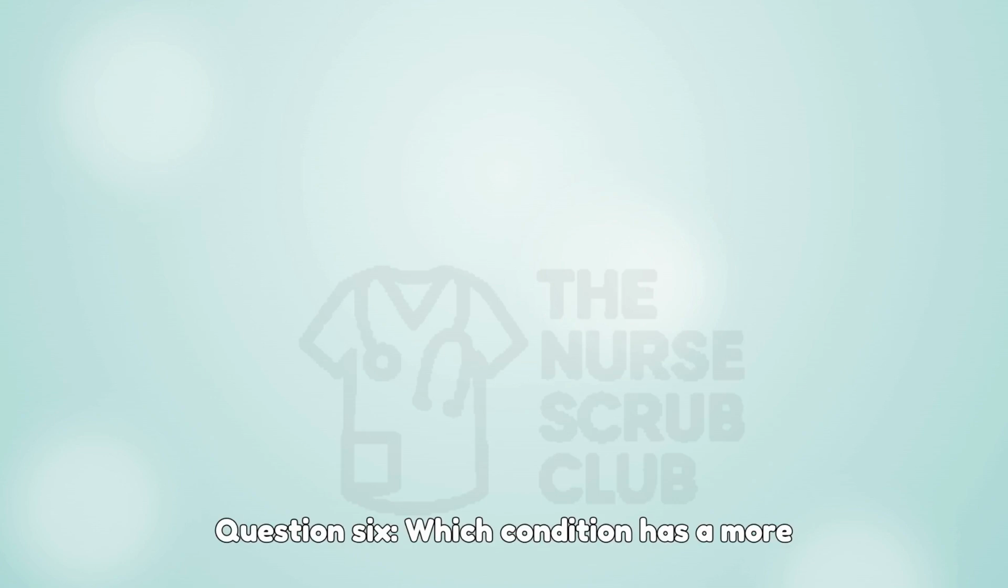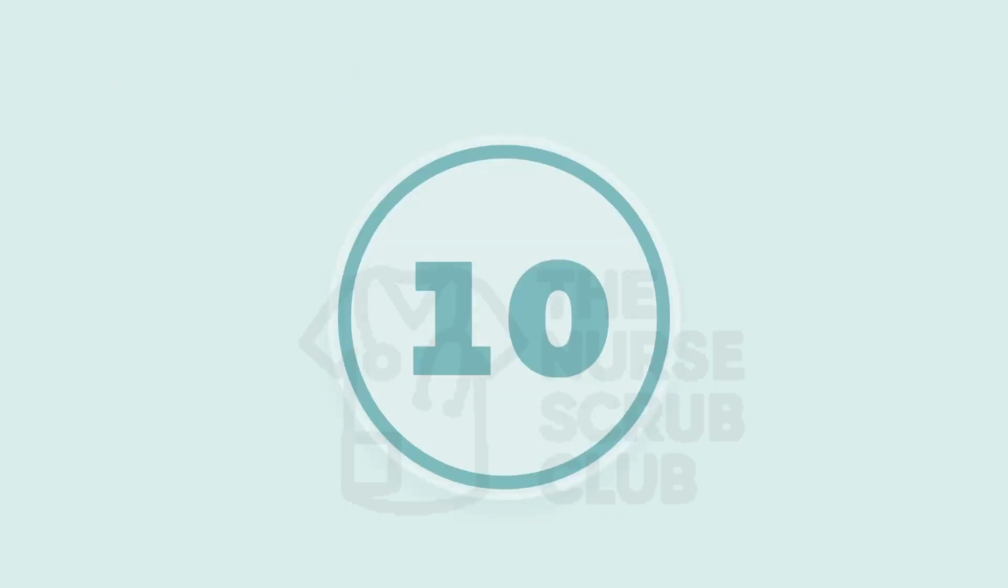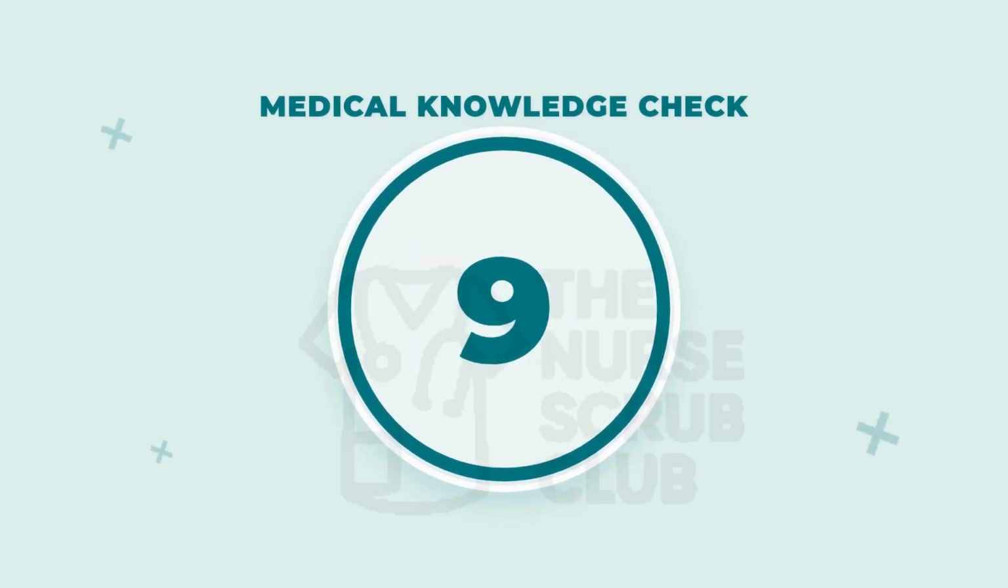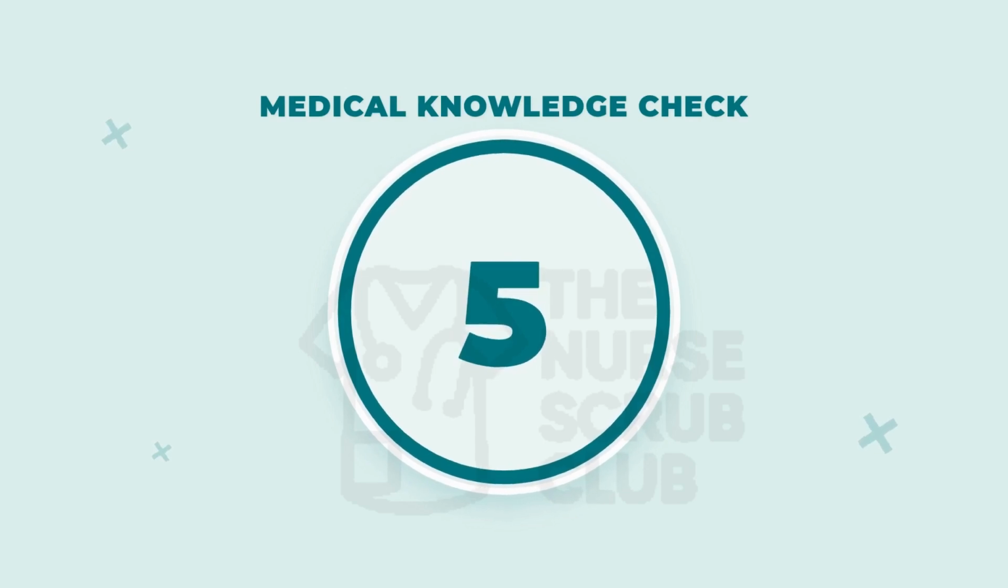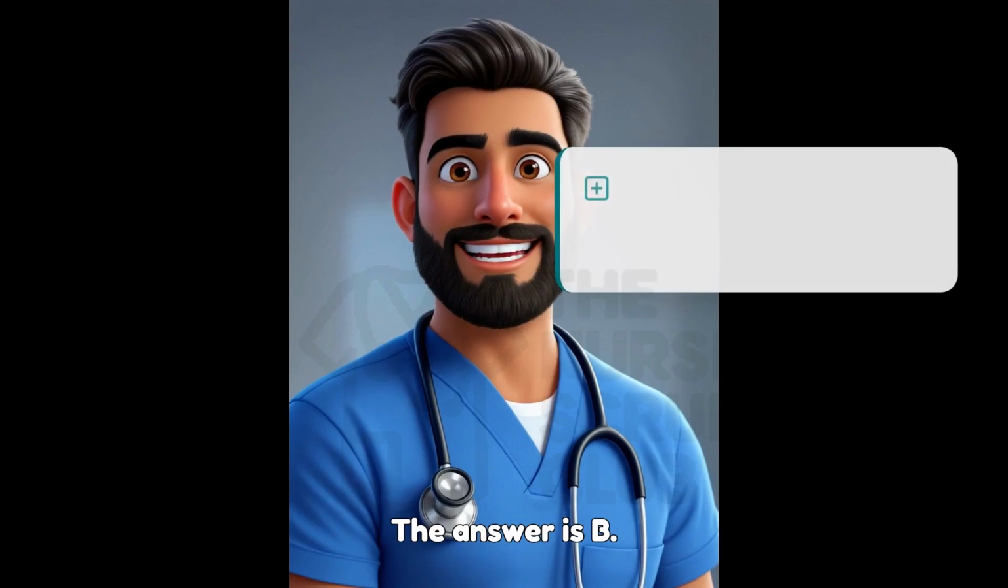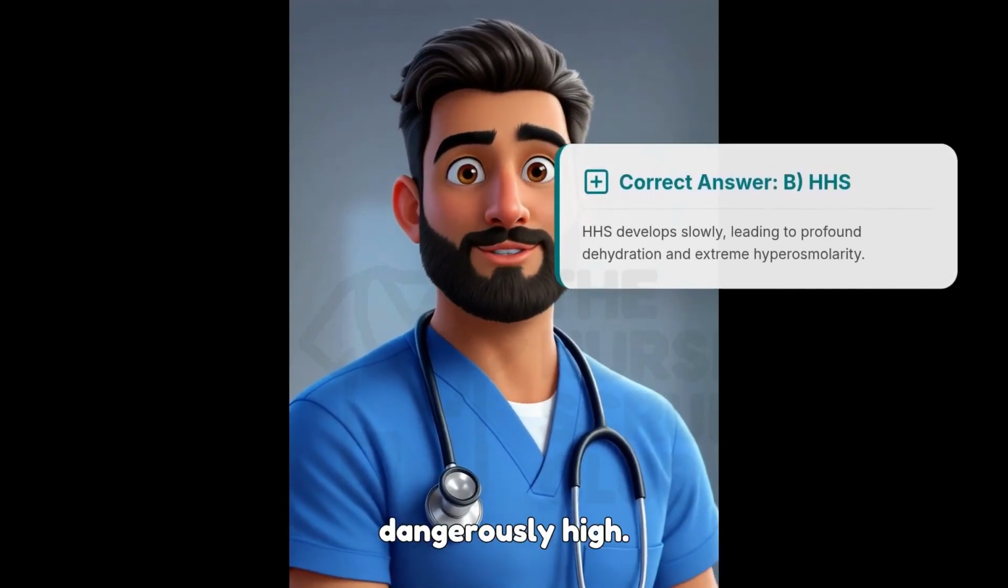Question 6. Which condition has a more gradual onset, often taking days or weeks? The answer is B. HHS is the slow burner, which is why those glucose levels can get so dangerously high.